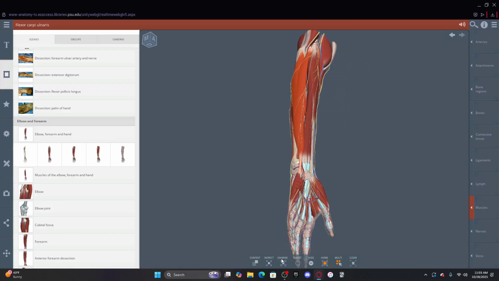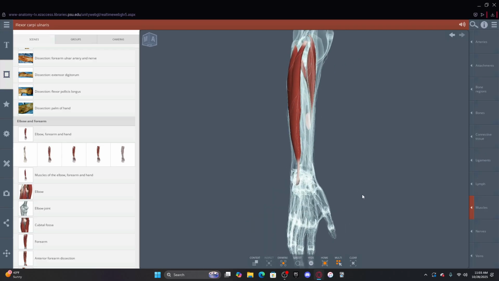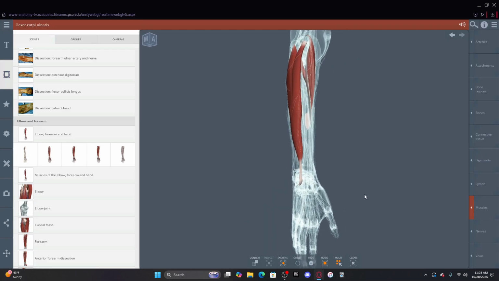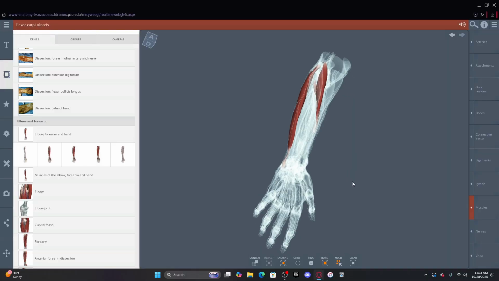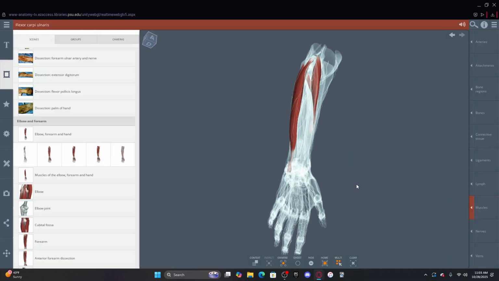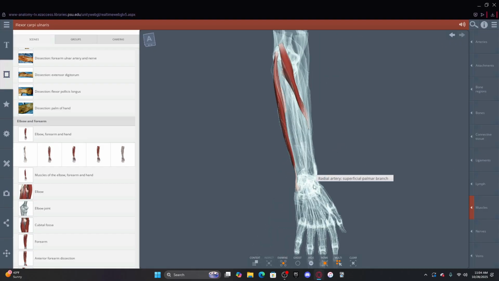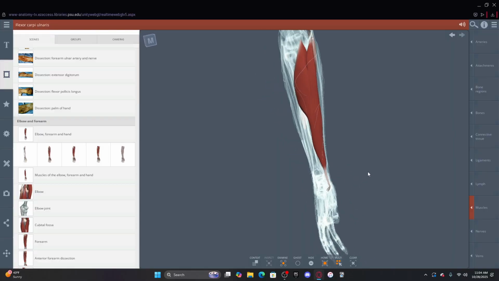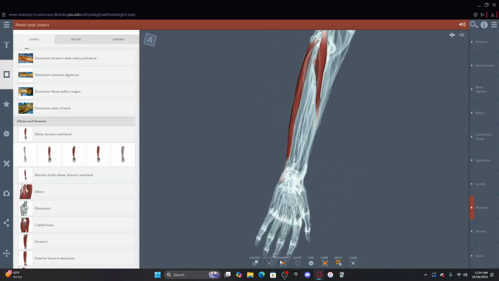anterior compartment. So if we look at flexor carpi ulnaris, it goes all the way from the medial forearm to the metacarpals, and it's going to be responsible for flexing and adducting the wrist. And this is going to be innervated by the ulnar nerve. So now that we have that down, we're going to look at the posterior compartment.